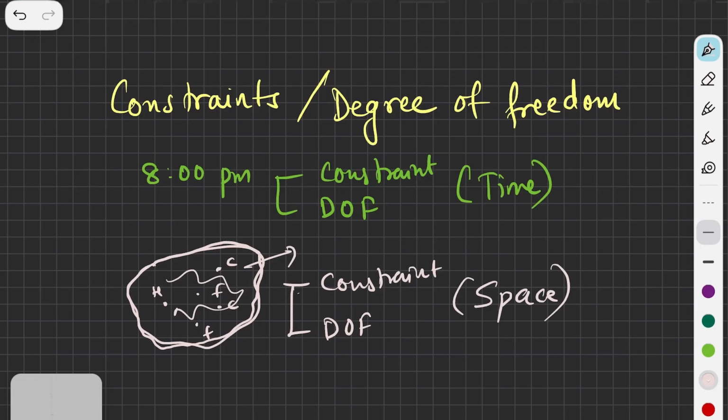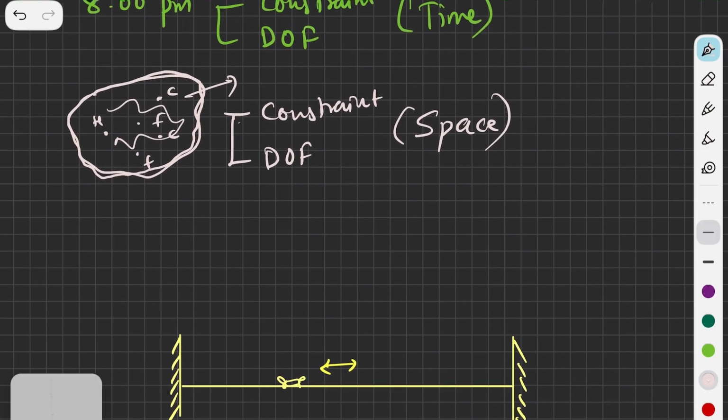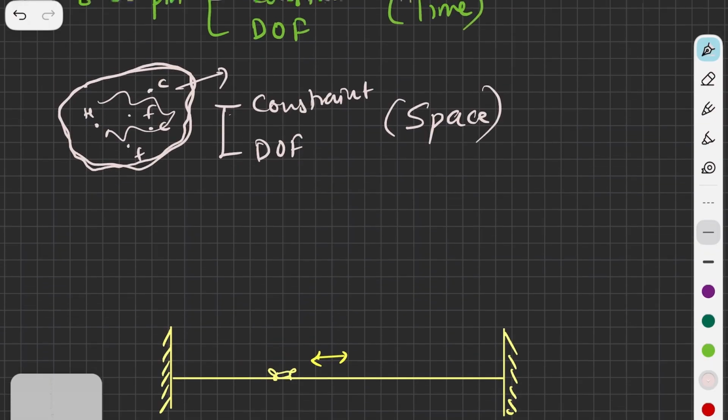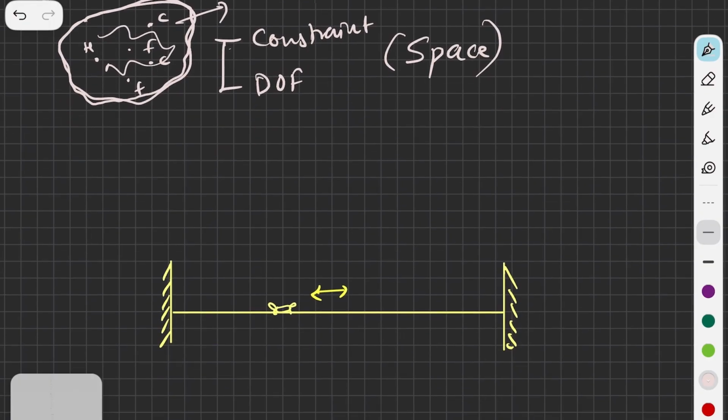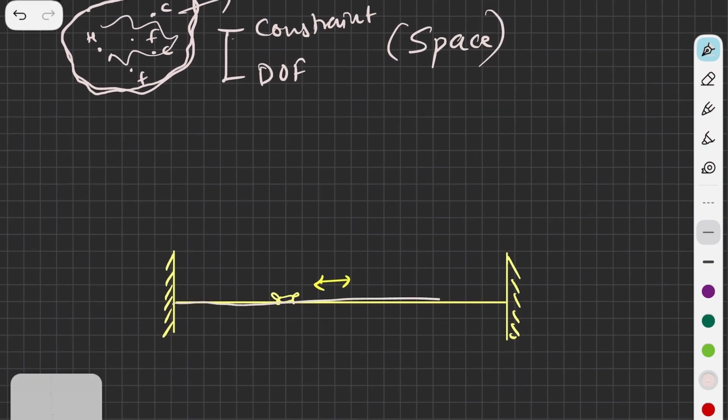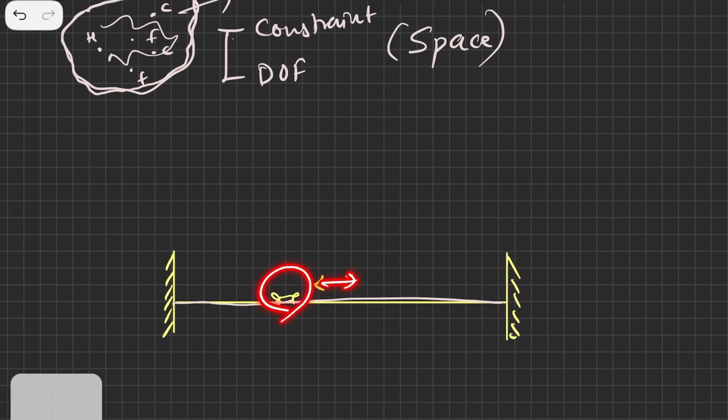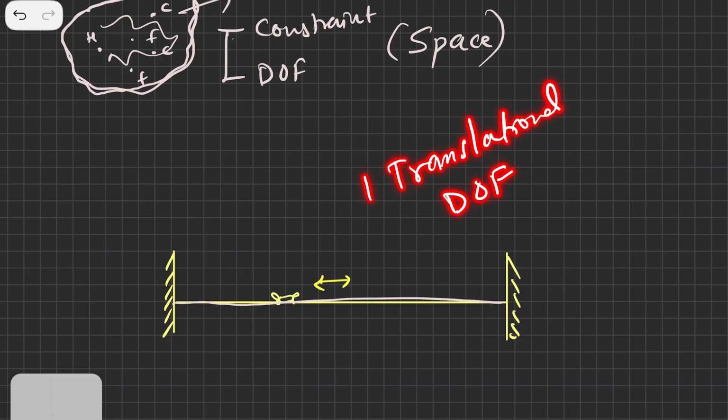Now we can also have degree of freedom considering an ant which is on a thread, and this thread, as you can see, is tightly fixed between two rigid supports. Please don't mind the drawing of an ant. This is an ant which can move in the horizontal direction, but it can move only on the thread. So it has one translational degree of freedom.